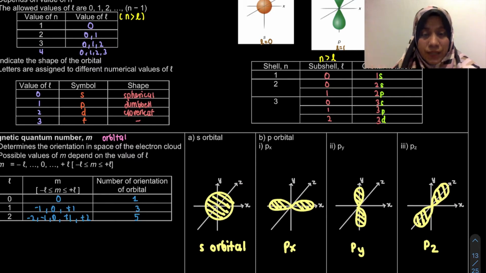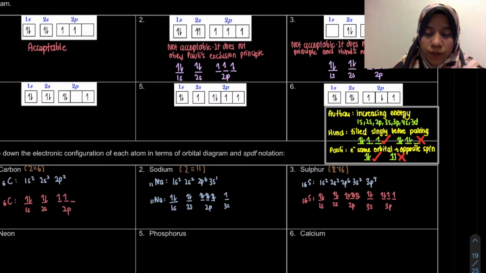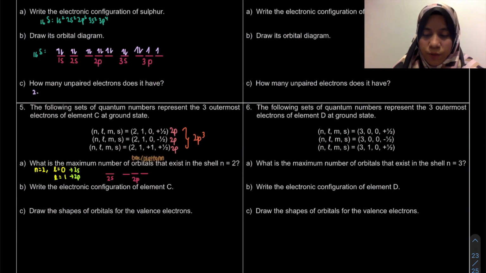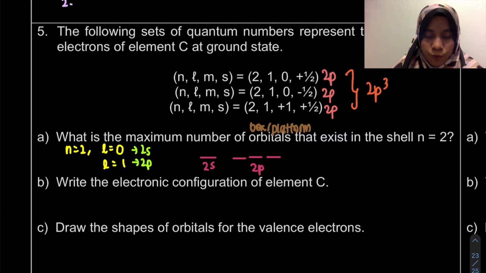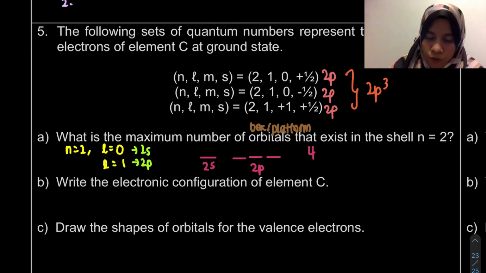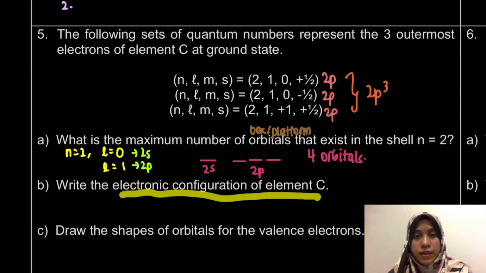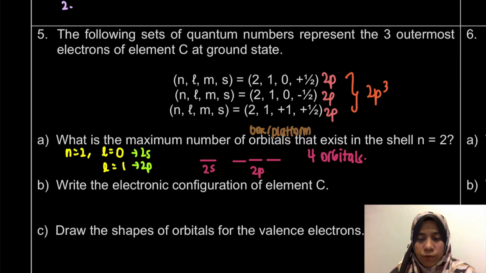Actually it's the same thing. Okay, so for our orbitals, when we draw our orbital diagram, we don't have to label them as px, py, pz. We're just going to label it as 2p only. Okay, so what is the maximum number? So we count 1, 2, 3, 4. So we have 4 orbitals. This is the maximum number. The next is to write down the electronic configuration of element C. Okay, so they give a hint here, the outermost represents the 3 outermost electrons.